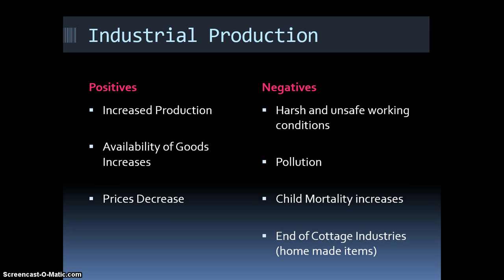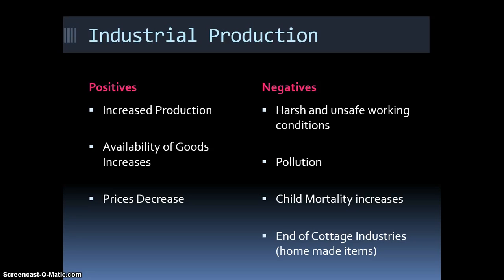Now lastly, the positives and negatives. Three big positives are the increased production of goods, which increases the availability of goods, and then the prices decrease. You see this with the automobile at the turn of the 20th century. The assembly line created increased production, made the car more available, and drove the price down so almost anyone could afford a Model T. Some negatives are the harsh and unsafe conditions in the factories.